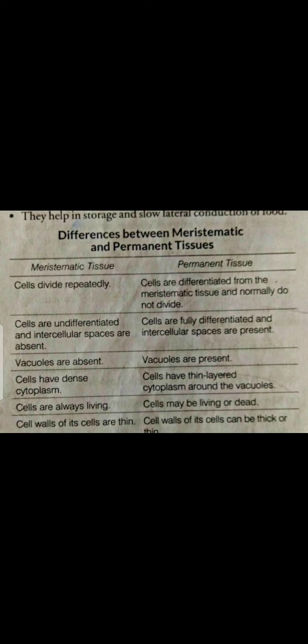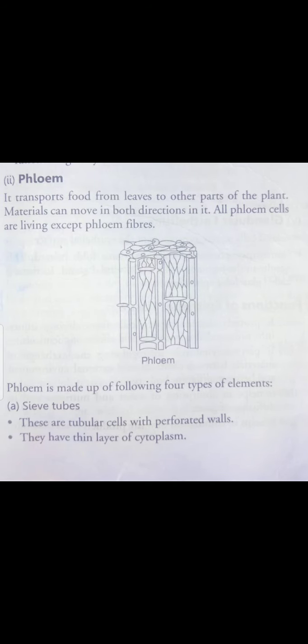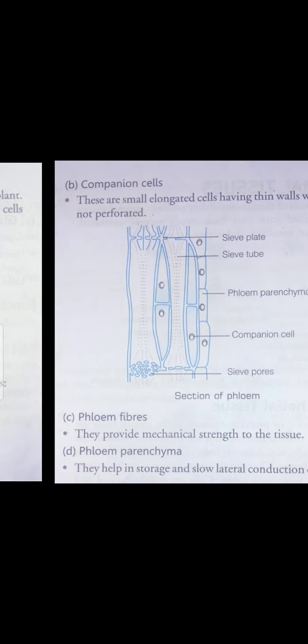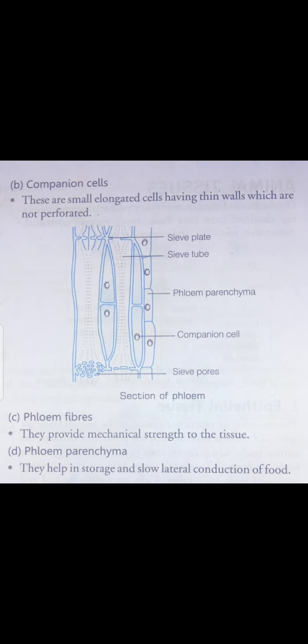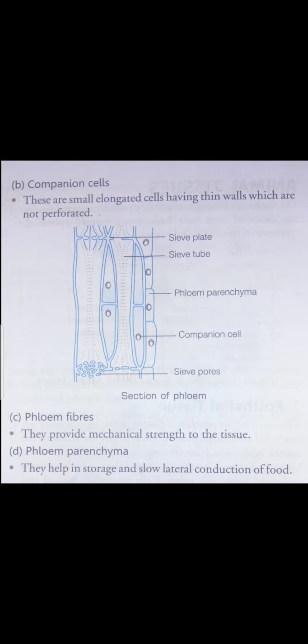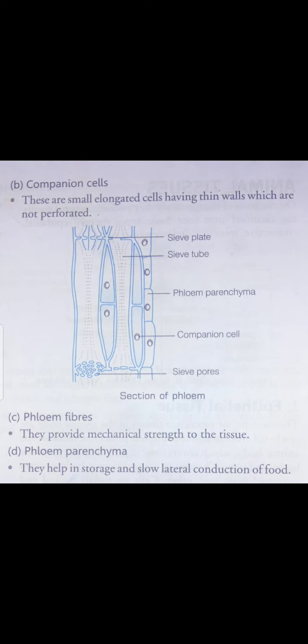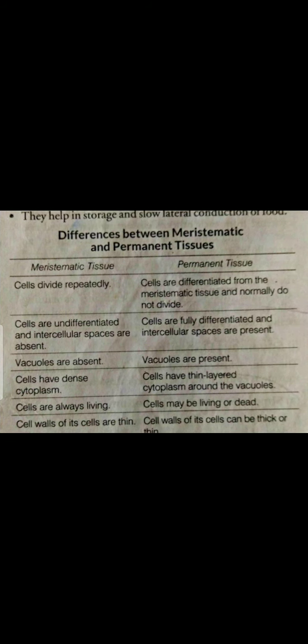I hope you understood today's session, where we have studied about the phloem tissue, then the types of its elements, the first type, sieve tubes, second type, companion cells, third is phloem fibers, and fourth is phloem parenchyma and their function. And after that, we have seen the differences between meristematic and permanent tissues. So I hope you understood today's session. Thank you.